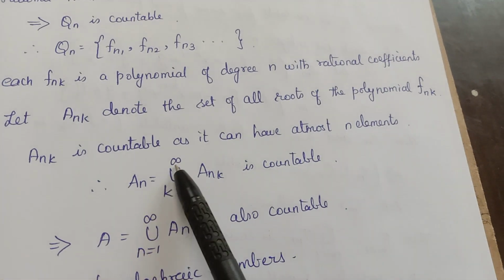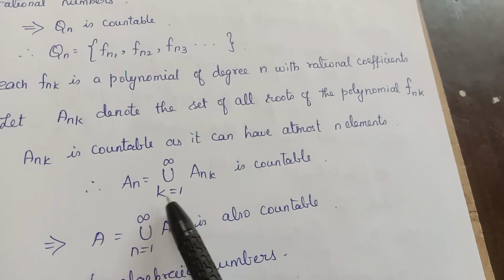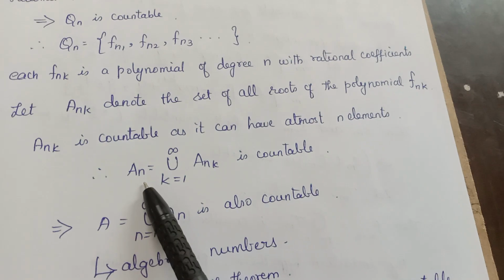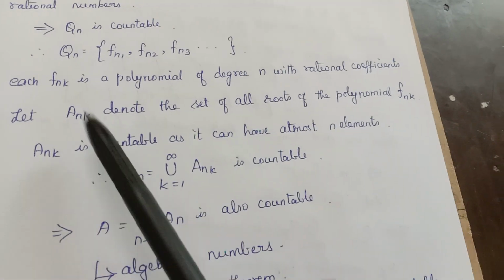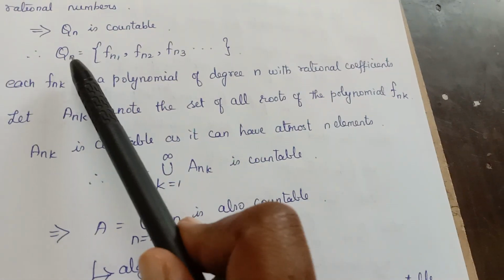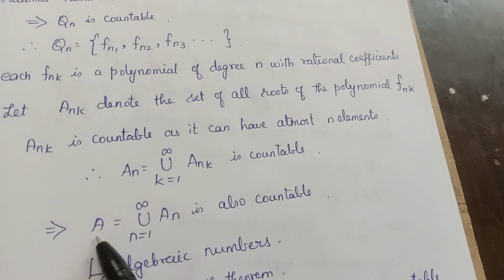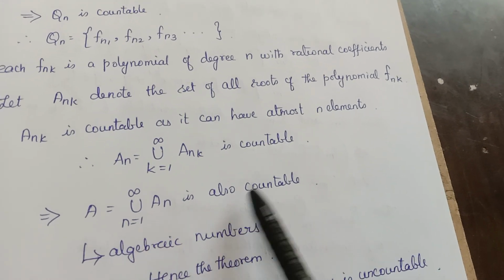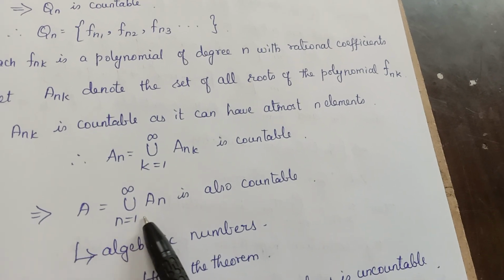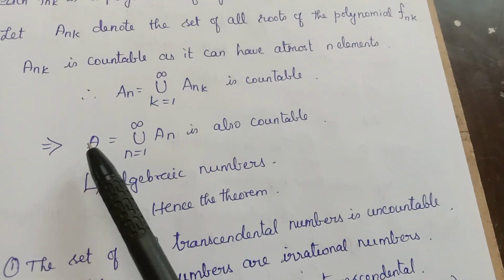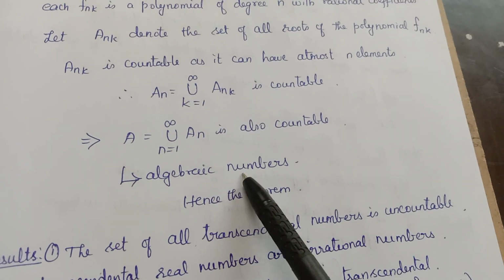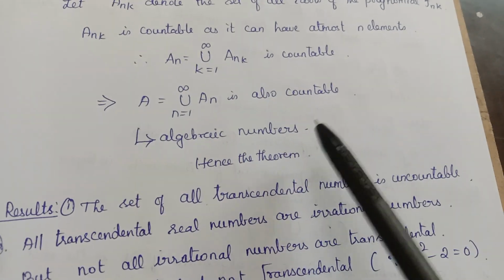Then An, equal to the countable union over k equal to 1 to infinity of Ank, is also countable. This An will give you the collection of all roots of this Qn. Then you take A equal to the union over n equal to 1 to infinity of An. This will also be countable because this is also a countable union, no? But what is this A? This A is nothing but the collection of all algebraic numbers. So we have proved algebraic numbers are countable.